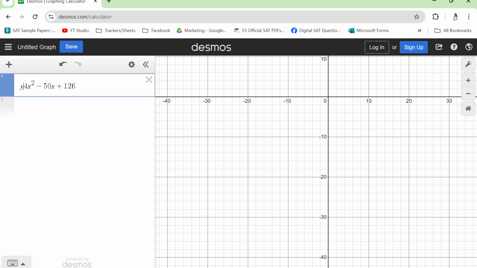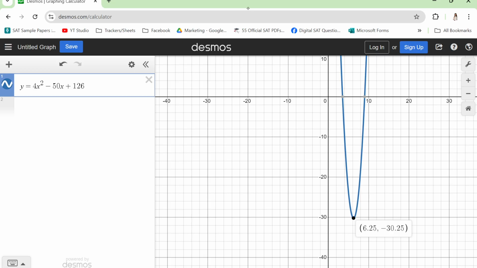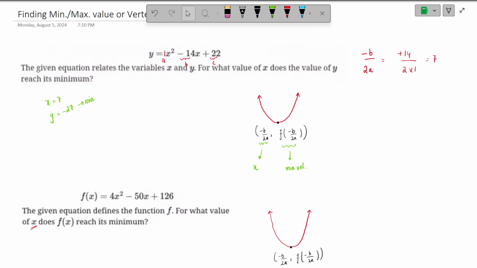Okay, that's your function, and its vertex is this point. The x value is 6.25, and this is the minimum value, negative 30.25. So your answer is going to be 6.25, because it asks for what value of x, right? So you have to take this value, which is 6.25.